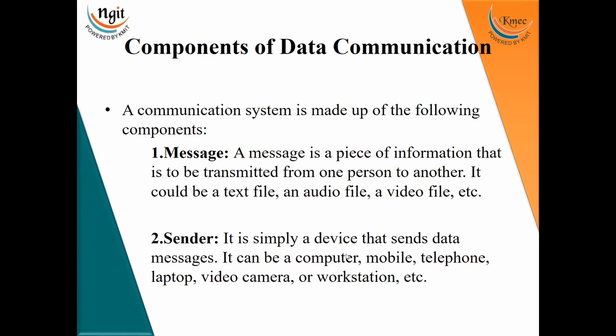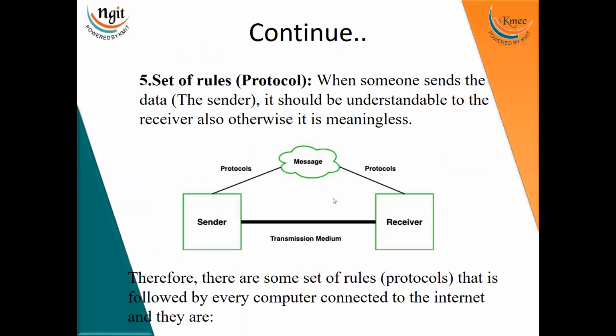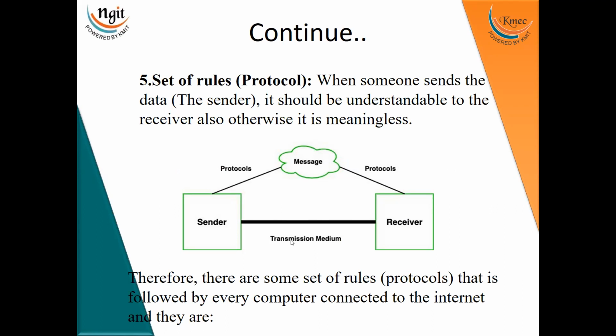What is the sender? It is simply a device that sends the data. And what is meant by receiver? It is also a device that receives the messages, and it can be a computer, telephone, mobile, workstation, or anything. It is called a receiver. And how is the data going to be communicated? The 5 components of data communication are sender and receiver, which transmit these messages, and the data is transmitted by using the transmission medium.